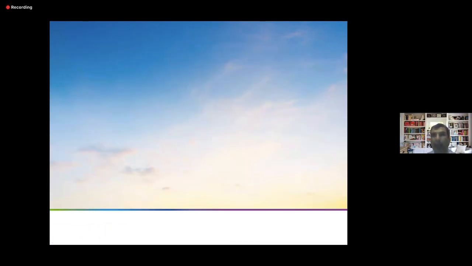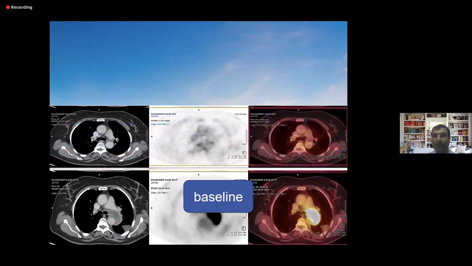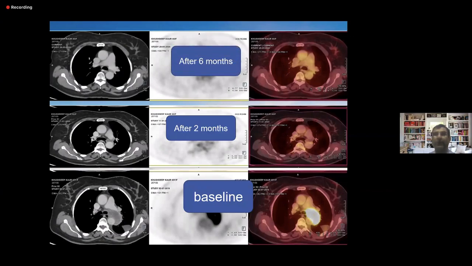So I have given dabrafenib, trametinib to I think 3 or 4 patients. This was a patient, a doctor's mother. This is what she came to us with. This was the baseline, this is after 2 months, and this is after 6 months of survival. Now this lady is getting dabrafenib, trametinib free.